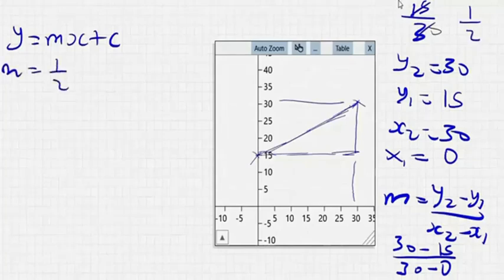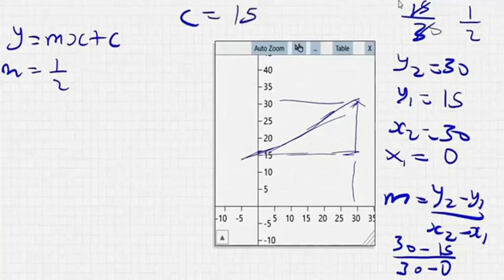Now take note, guys, our intercept c is usually where the straight line hits the y-axis. That's what our y-intercept is. From this graph, the straight line hit the y-axis at y equals 15. So our y-intercept will be 15. That is basically what the intercept is.